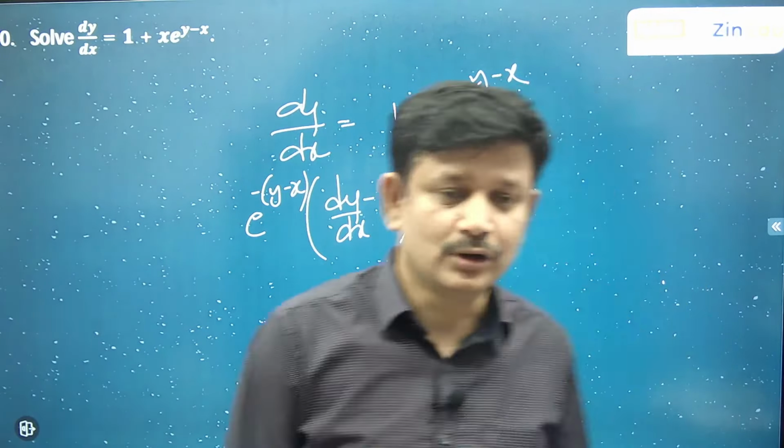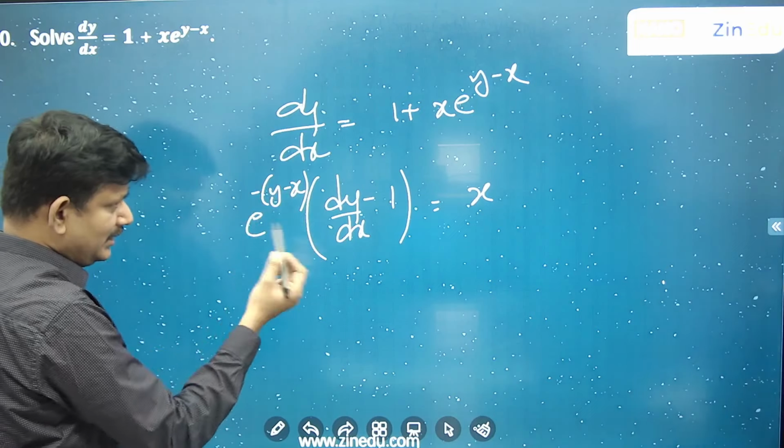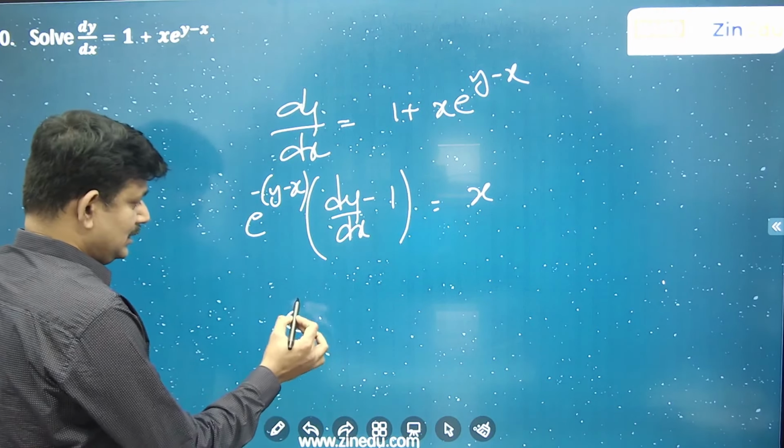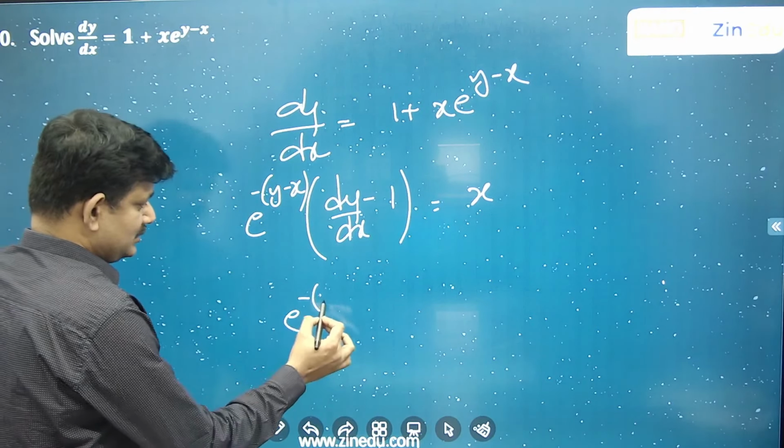So the derivative of this quantity is what? dy by dx minus 1. You have the derivative of this quantity here. So multiply throughout by dx and integrate on both sides. E power minus of y minus x is equal to x dx, whose integral will be x square by 2 plus c. So, a very simple solution.